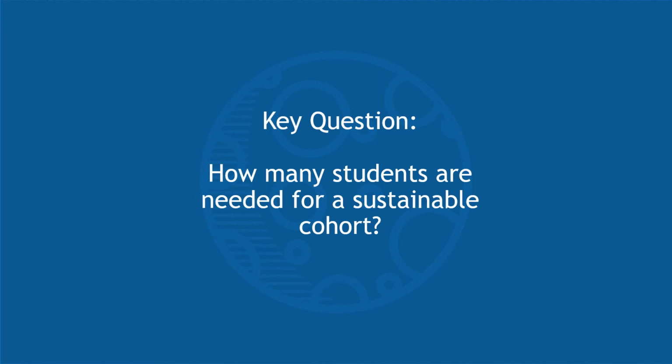So we need to ask a hard question: how many students do we need for a sustainable cohort, and are we willing to communicate to our students, our advisors, and our academic departments that we have a plan that allows us to concentrate the way we offer courses, and the way students should expect to take courses from us, in a finite number of formats and a finite number of cohorts?